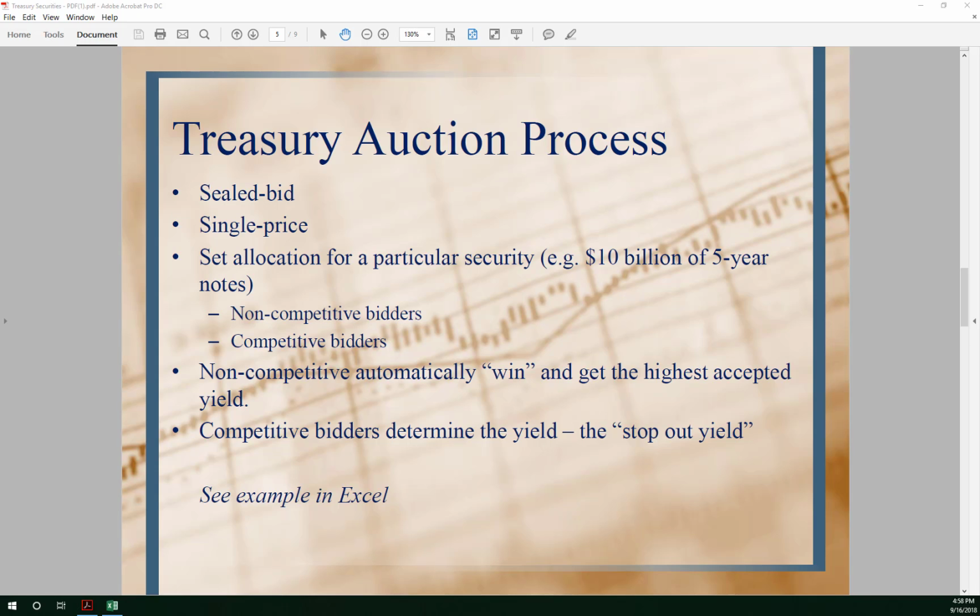Okay, in this video we're going to finish off the material for the treasuries, and we're going to start by looking at the treasury auction process. So a few quick details, then we'll look at an example of how an auction would work.